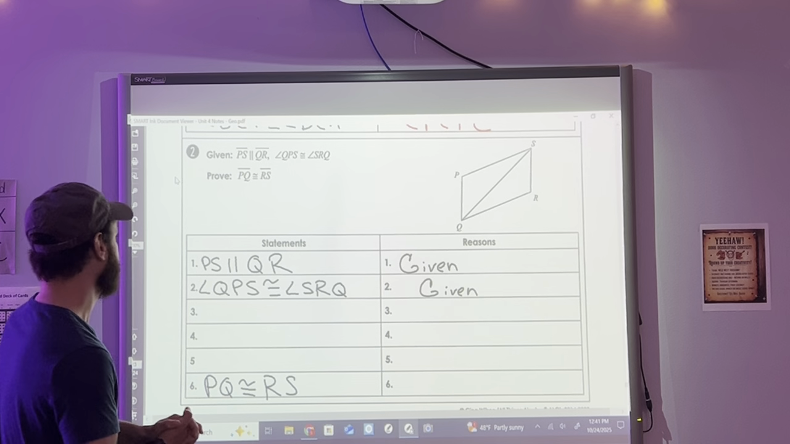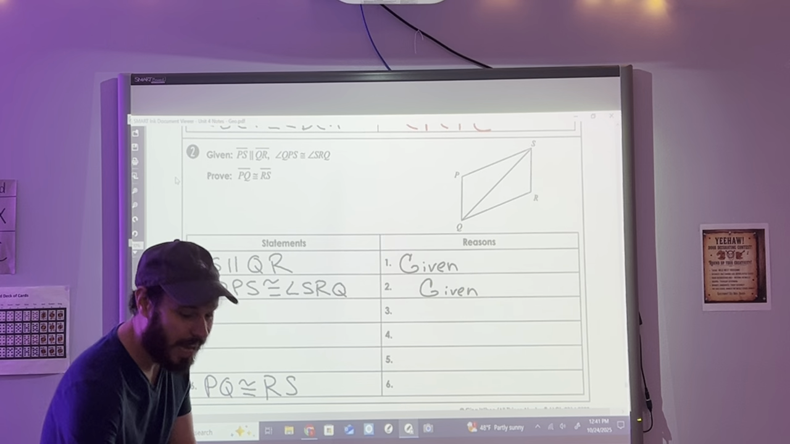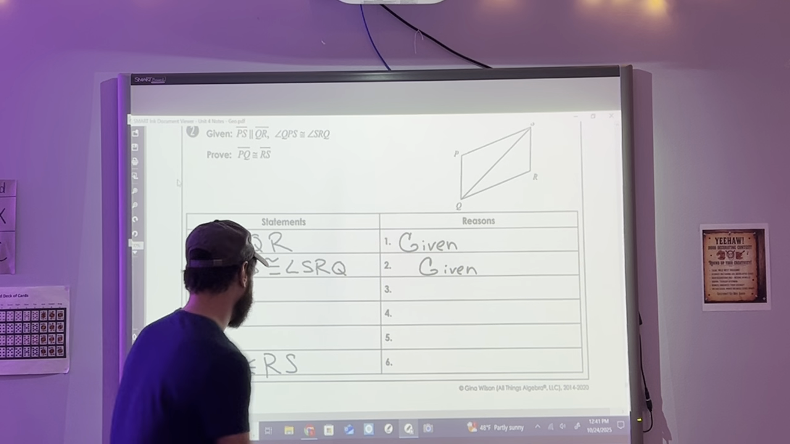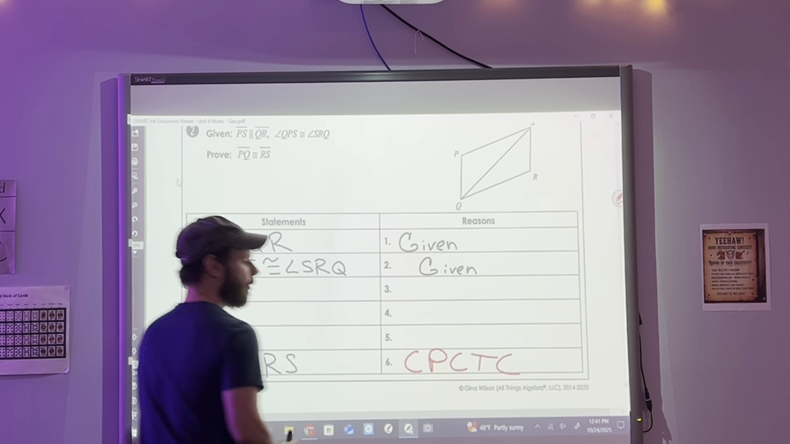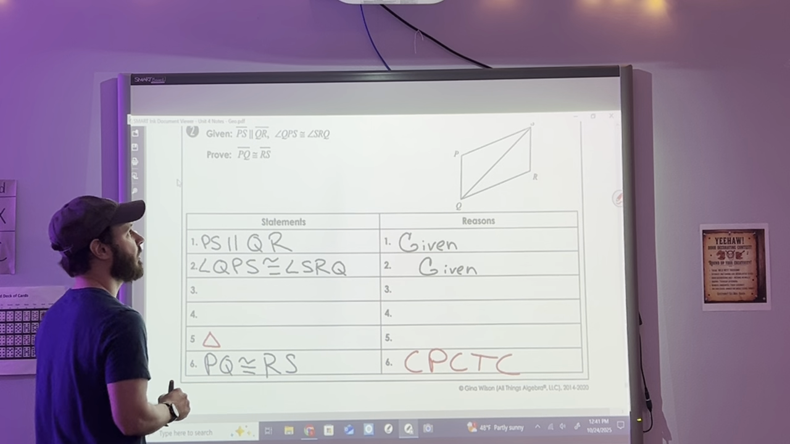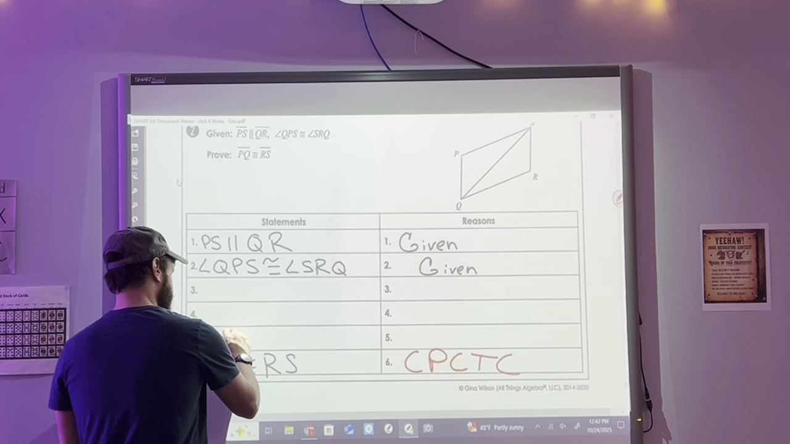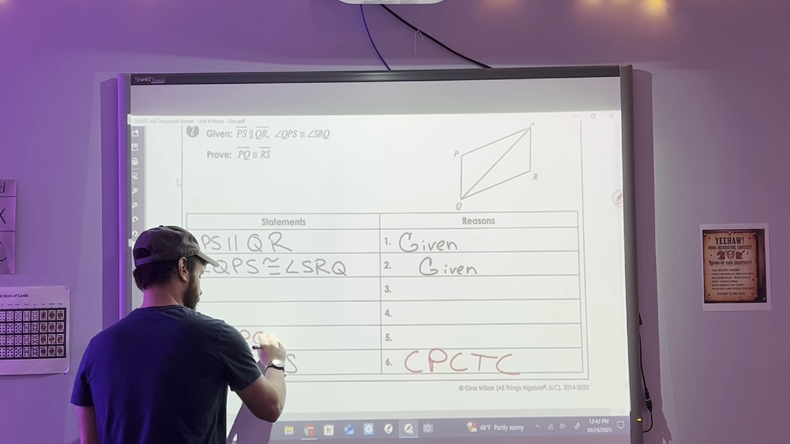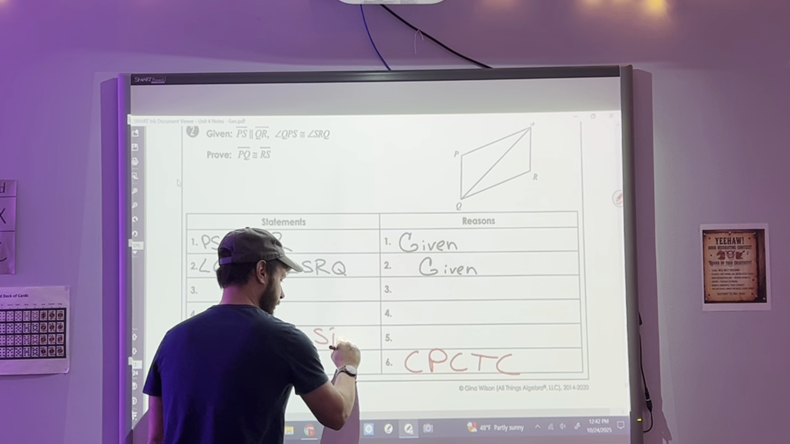Okay, number 2. All right, same deal. I'm trying to prove a part is congruent. That's a side. So in order to say a side is congruent, I need to use congruent parts of congruent triangles. And in order to say that, I need to say that the triangles are congruent in the picture. Is that an S up there? I think it is. SPQ is one triangle, and that's gonna match another triangle, SRQ, okay?